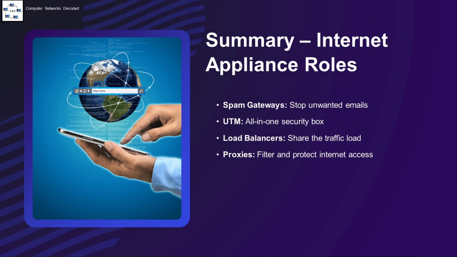So now, a summary of the internet appliances' roles. The spam gateways are used for stopping unwanted spam emails. UTM is basically an all-in-one security box that combines multiple security functions such as IPS, antivirus, and firewalls into one security box. Load balancers basically share the traffic load between multiple devices. We didn't study the load balancer in detail.